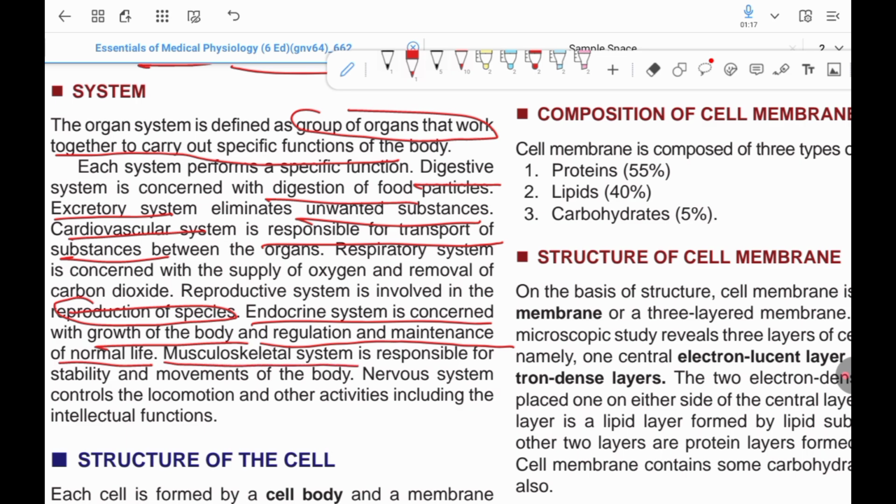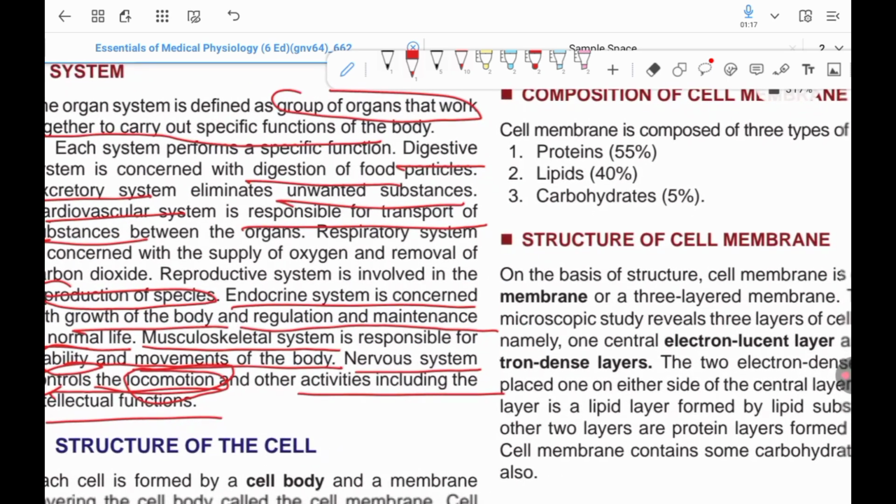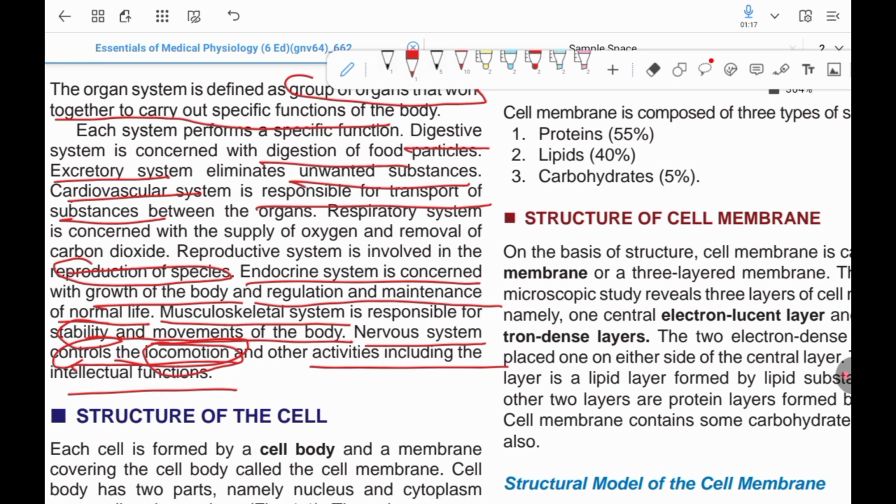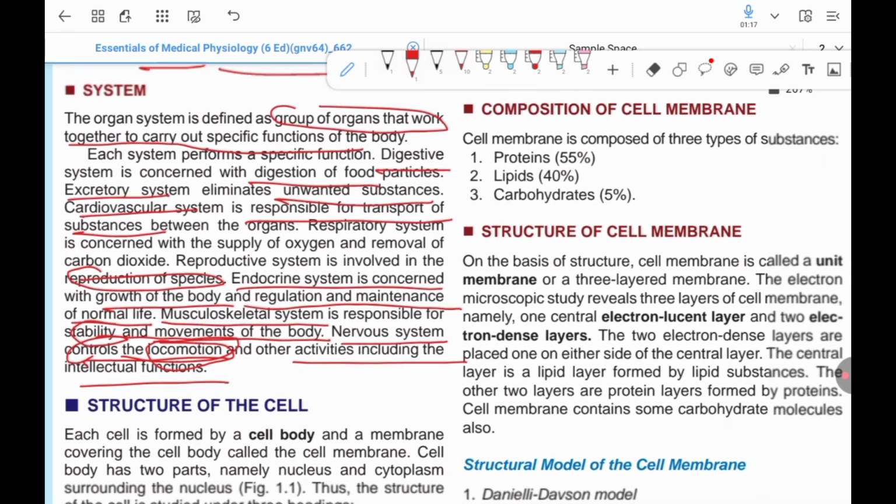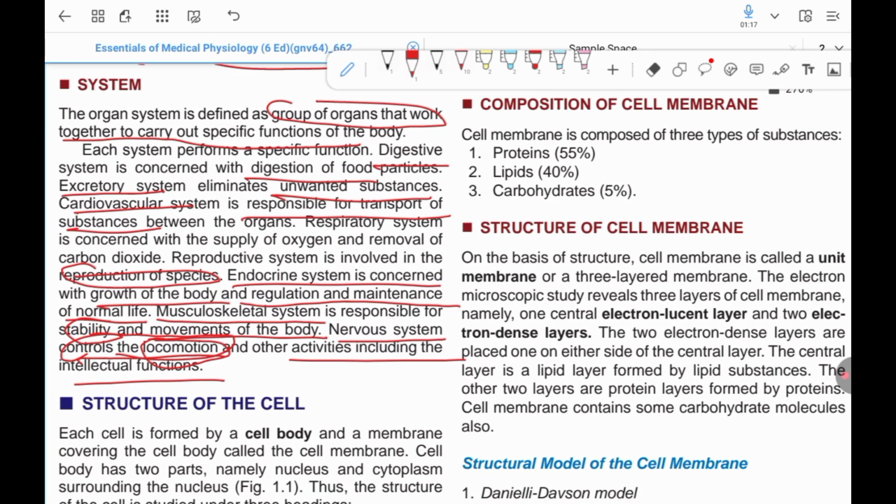So the musculoskeletal system includes mainly muscles and bone. It is responsible for the stability and movement of the body. The nervous system controls locomotion and other activities, including intellectual function. Locomotion is a function of the musculoskeletal system, but the control of locomotion is the function of the nervous system. That's it for today's lecture, and we will see the next part in tomorrow's lecture.